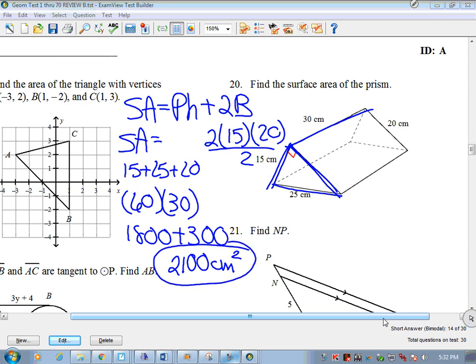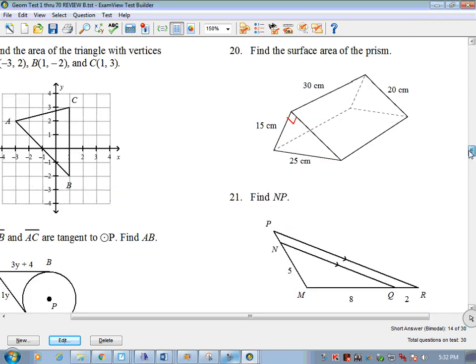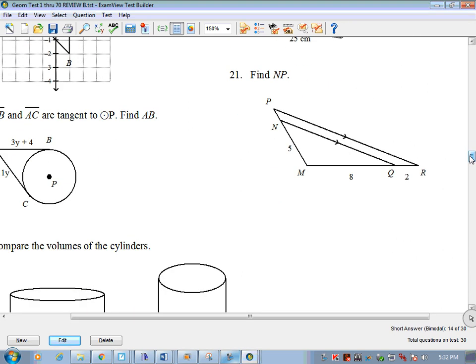Okay, not as easy as it looks. There's a lot of steps involved there, a lot of places to make mistakes. Slow down, take it easy. Make sure you're watching what you're doing, you're writing down your formula right. Make sure you understand all the different parts to that formula.